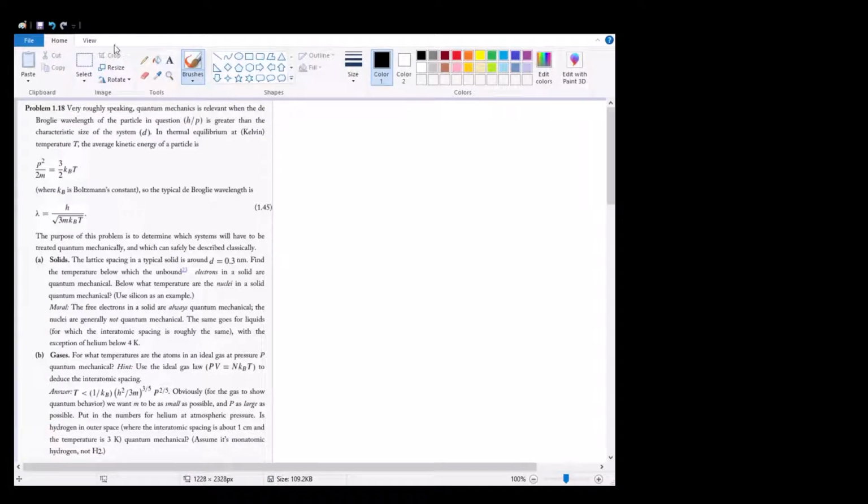1.18 is a bit of a nightmare to read, so let's go over this very slowly. Starting with the first sentence, very roughly speaking, quantum mechanics is relevant when the de Broglie wavelength of a particle in question, h over p, is greater than the characteristic size of the system.